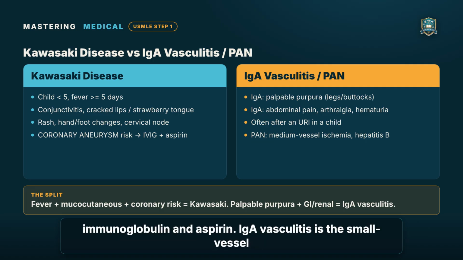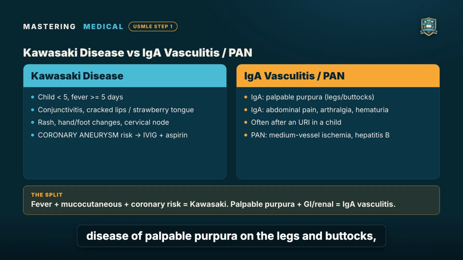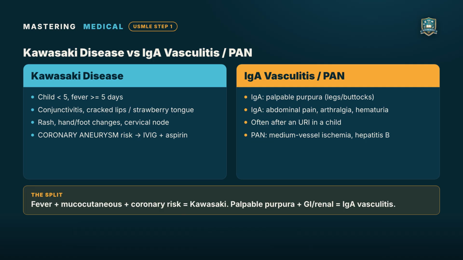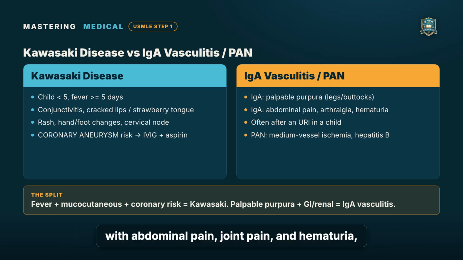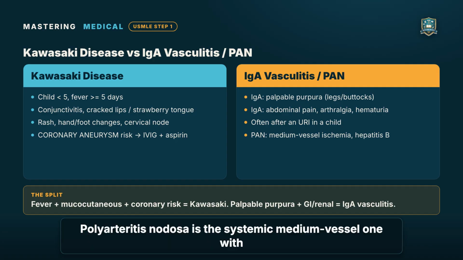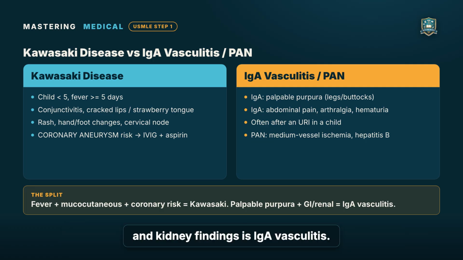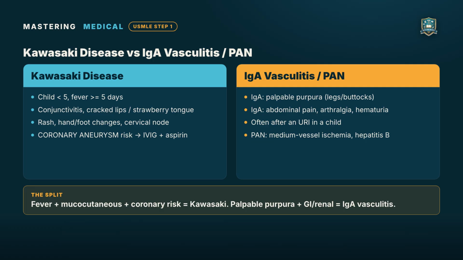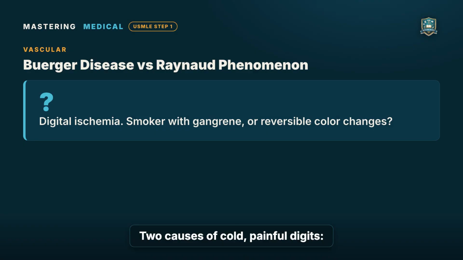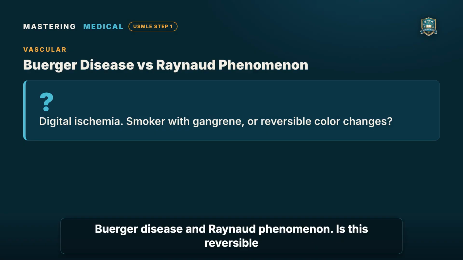Immunoglobulin vasculitis is the small vessel disease of palpable purpura on the legs and buttocks, with abdominal pain, joint pain, and hematuria, often after an upper respiratory infection. Polyarteritis nodosa is the systemic medium vessel one with hepatitis B. So prolonged fever with mucocutaneous signs and coronary risk is Kawasaki, while palpable purpura with gut and kidney findings is immunoglobulin vasculitis. Two causes of cold, painful digits, Buerger disease and Raynaud phenomenon.